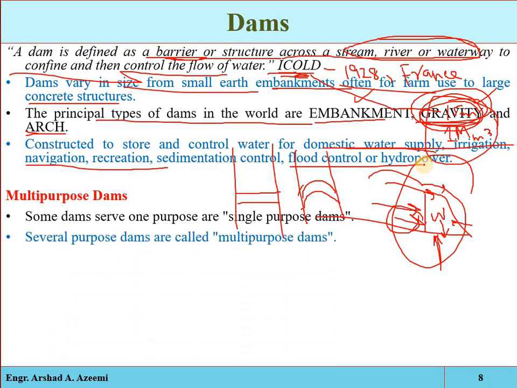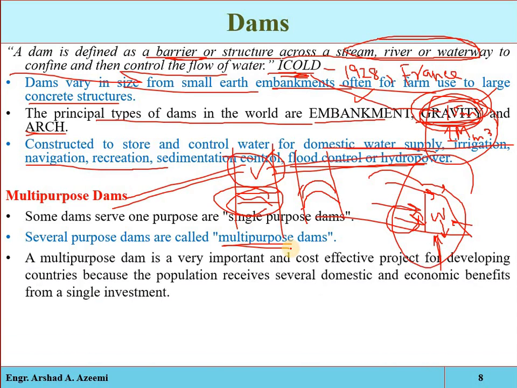But remember, if we are just constructing a reservoir in a natural waterway, then different purposes can be achieved. For example, if we construct a barrier and the water is stored, then that water can be supplied for irrigation purposes, for domestic and industrial purposes, power can be generated, fish farming can be performed, and we can say that a tourist spot can be created there. So several benefits can be achieved from a single project. Then it is called a multi-purpose dam.